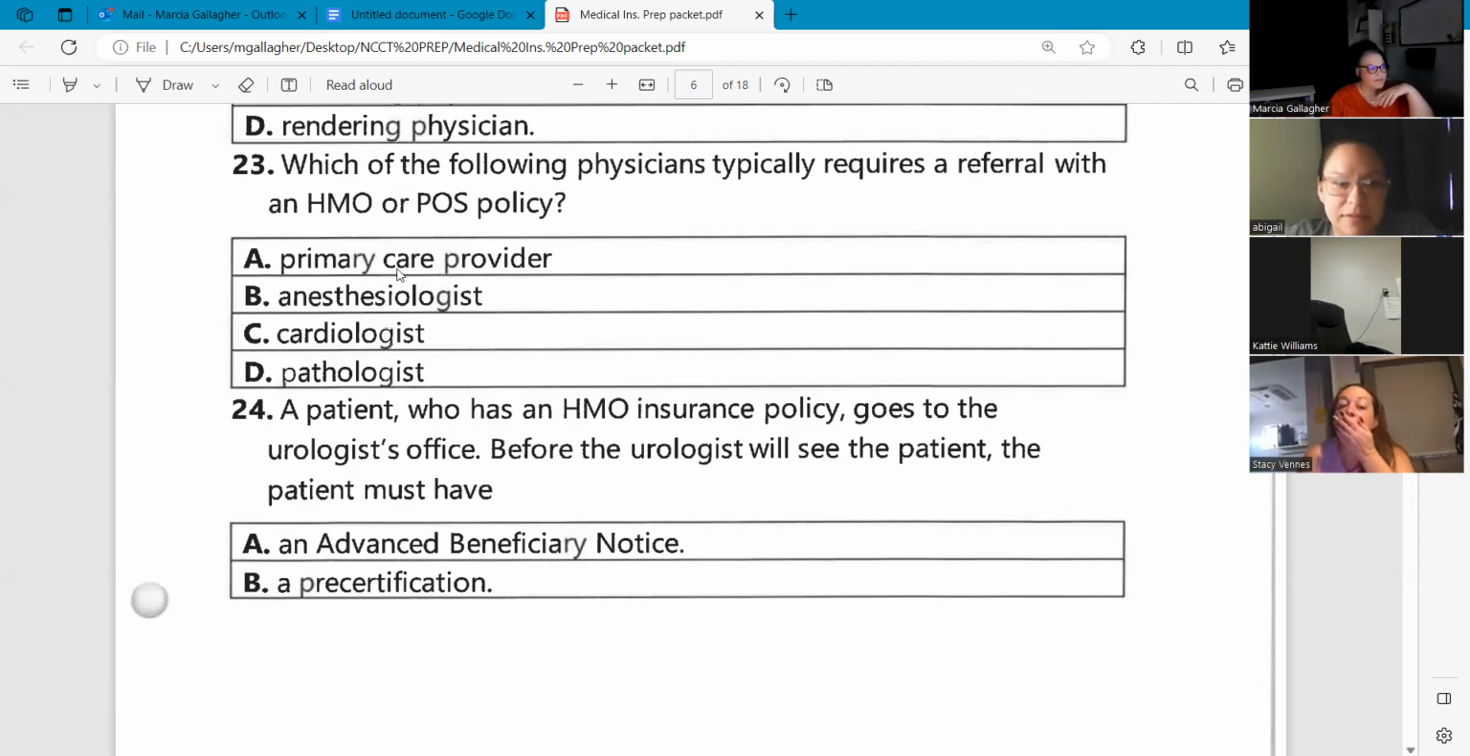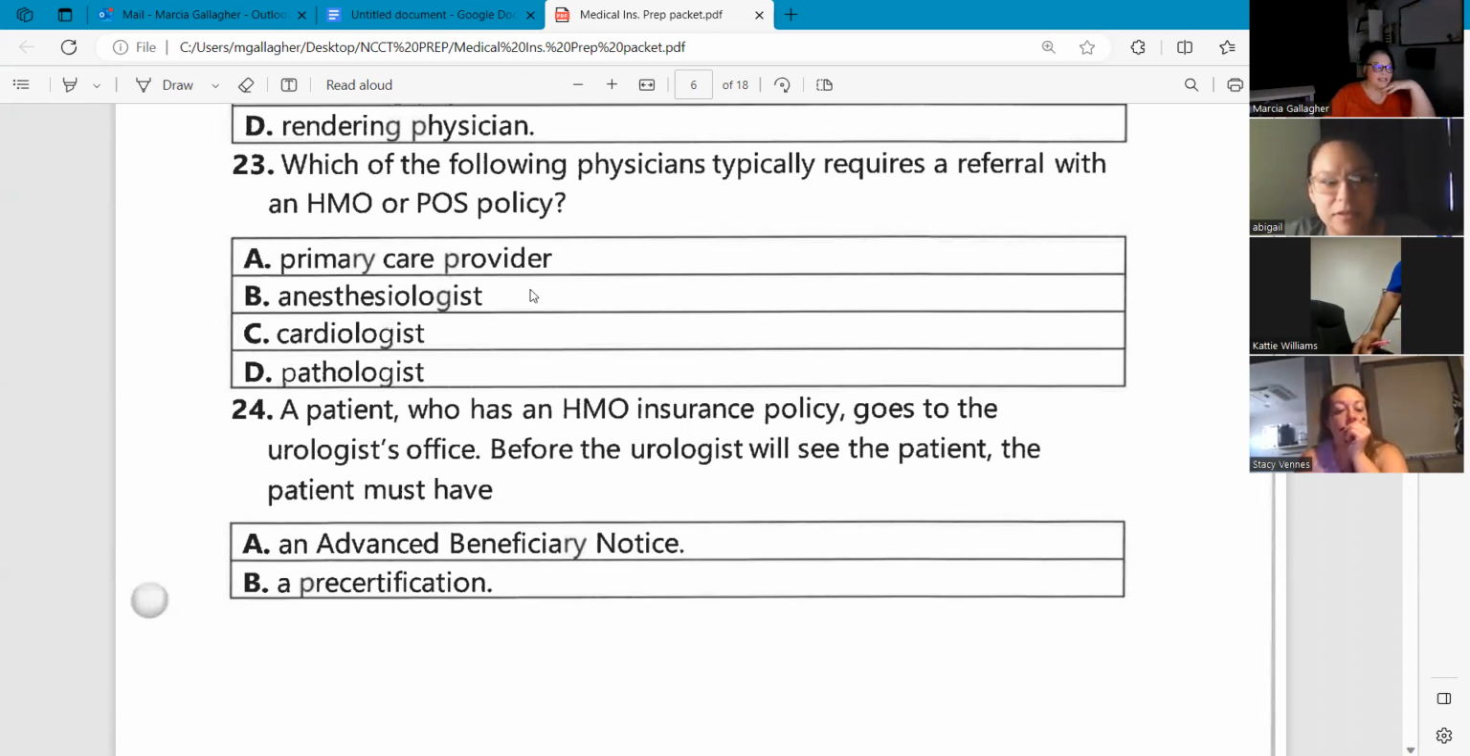Okay, let's talk about it. Your PCP, your primary care provider, is the one that sends for a referral. You don't need a referral to see a PCP. So if you go to a new regular family doctor, you don't have to have a referral. You do if it's a specialist.